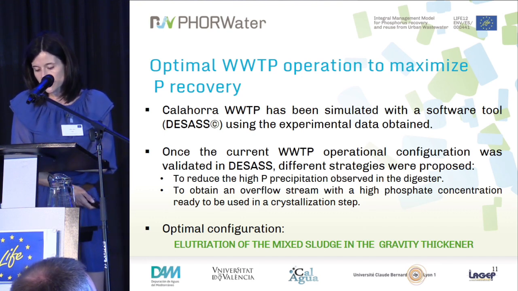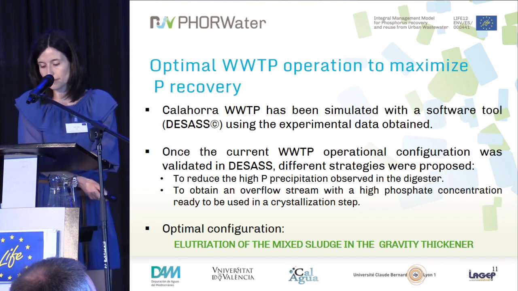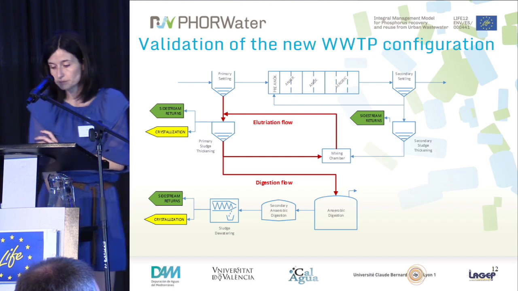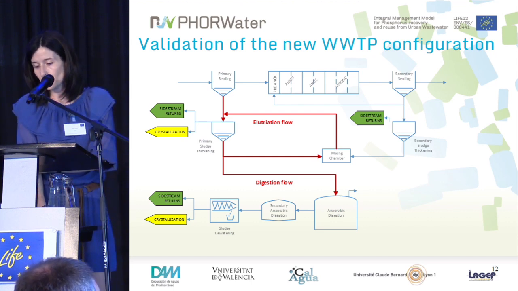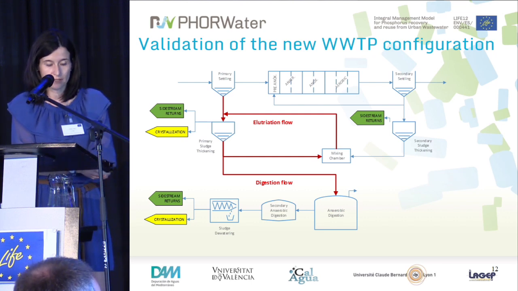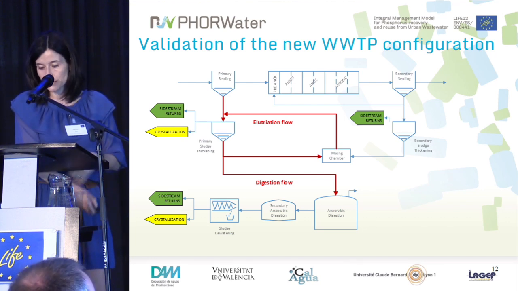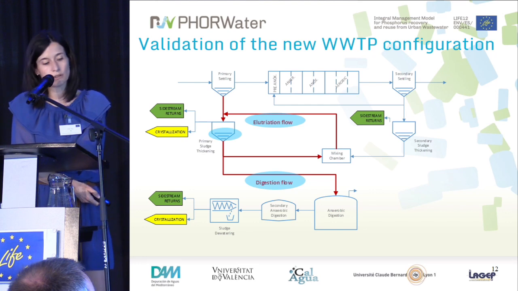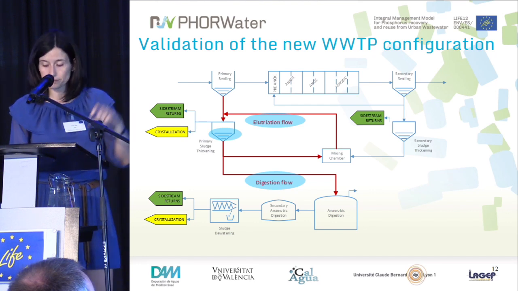The results of this study showed that the elutriation of the mixed sludge in the gravity thickener was the optimal configuration. So that's what we did. But we had to consider three main points. Those were the elutriation flow, the digestion flow, and the sludge height.